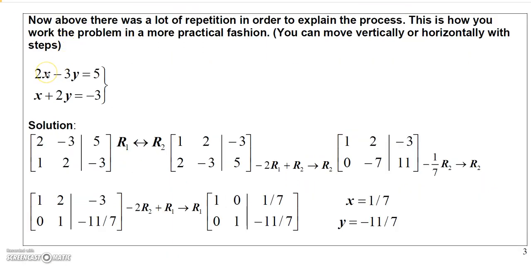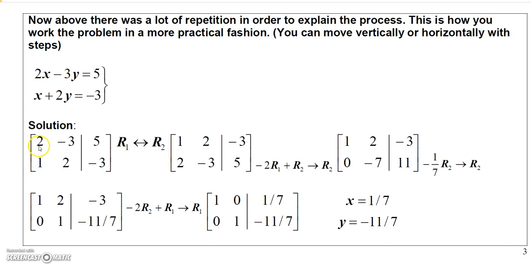Okay, so in those two examples there was some repetition. So here, let me just go ahead and show you an example without me duplicating the matrices in each step. So here we're going to solve the system 2x minus 3y equals 5, x plus 2y equals -3. So the augmented matrix, row 1 would be 2, -3, 5. Row 2 would be 1, 2, -3.